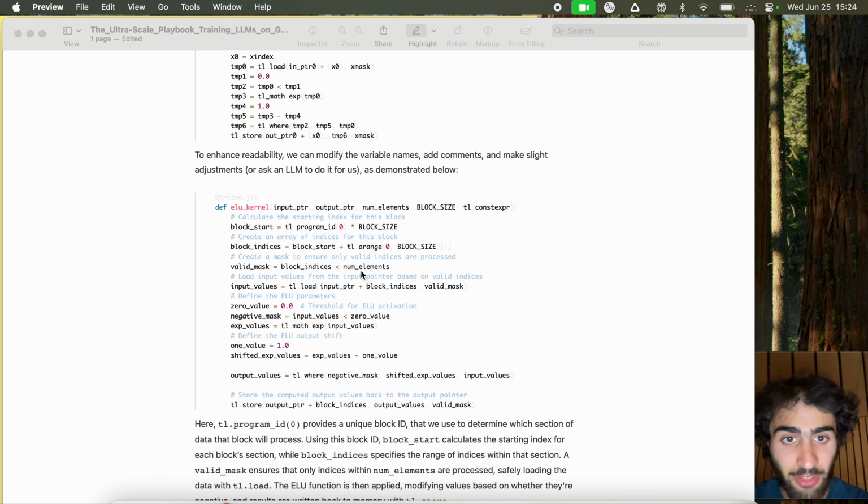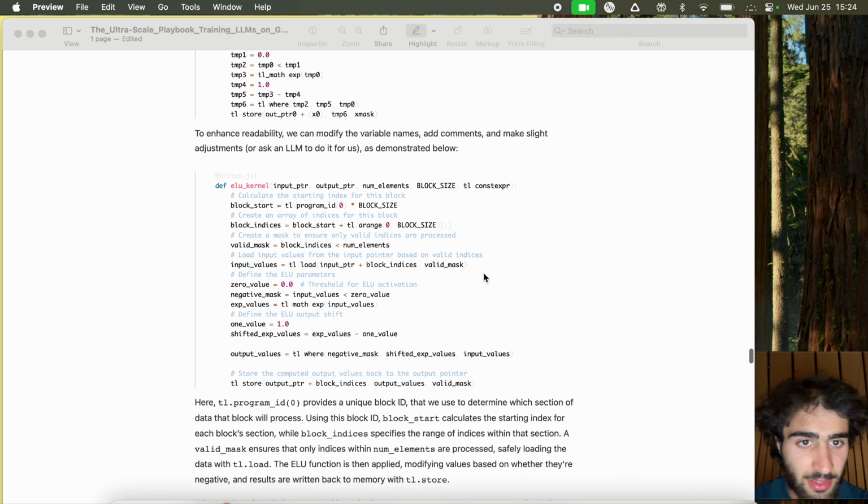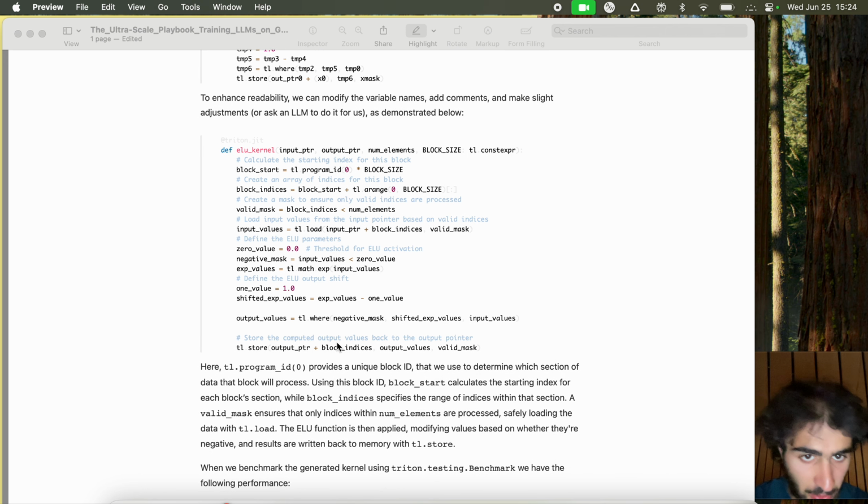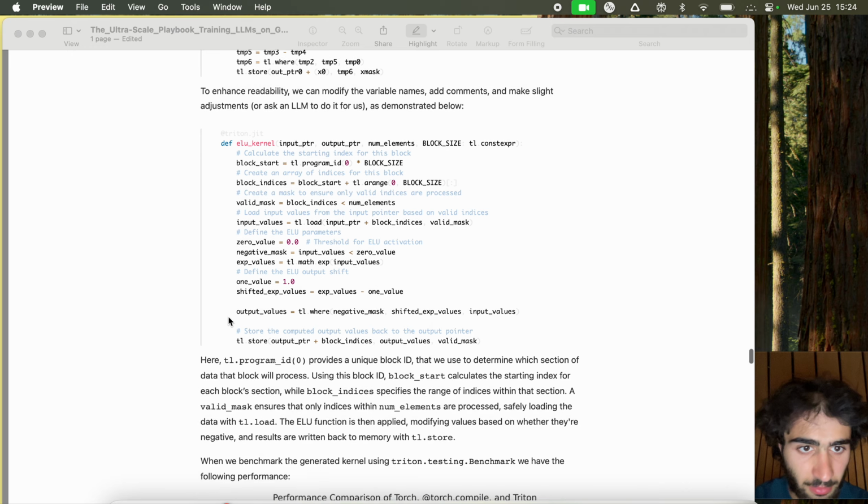Then we create a mask to ensure only valid indices are processed via this operation: block indices less than number of elements. Then we load input values from the input pointer based on valid indices, and define the exponential linear unit parameters. This is the threshold for the ELU activation, in essence, whether x is greater than or less than 0. Then we have a negative max. I'm not entirely sure what this represents, but then we have our exponential value. Define the output shift, so this is just subtracting by 1. And then we have our output. So we store the computed output values back to the output pointer with this command here, tl.store. And this is what actually does the calculation.